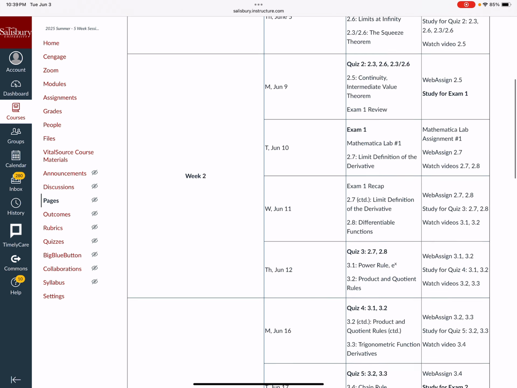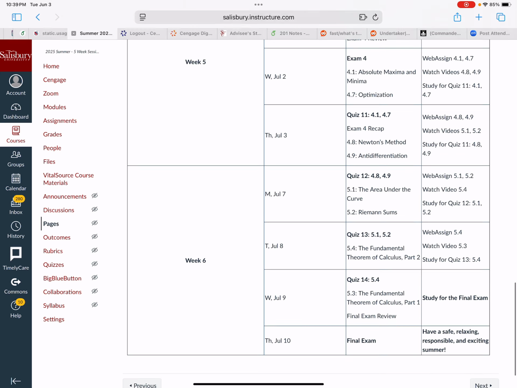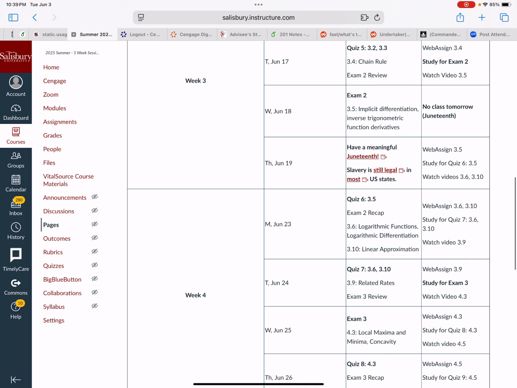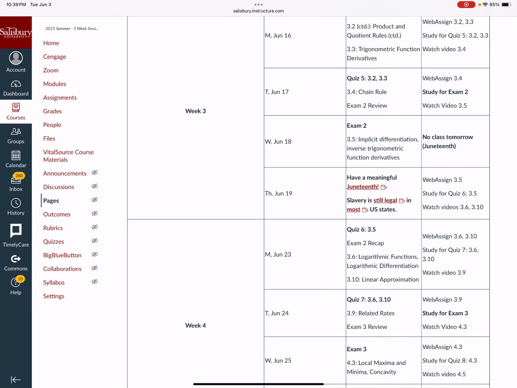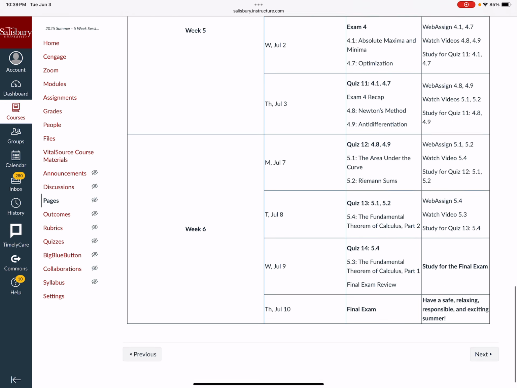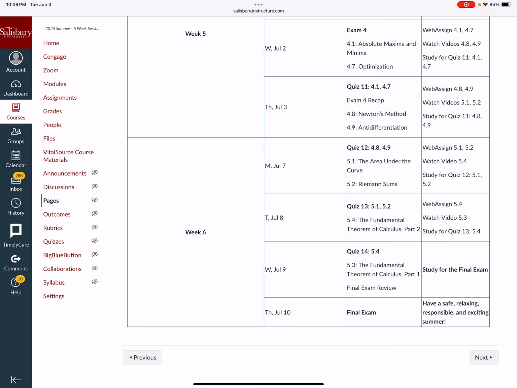The course schedule is here. It is subject to change, but I probably won't change too much. Just want to note that Thursday the 19th, we will not be having class. That's Juneteenth. Note that there are 4 exams and a final exam.